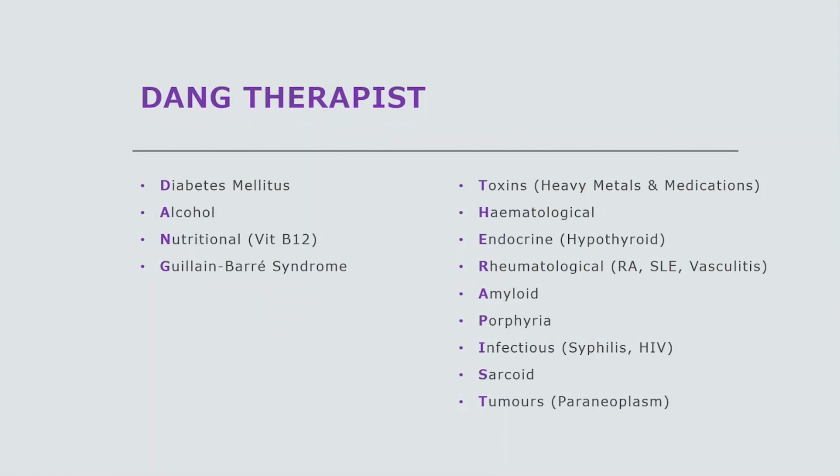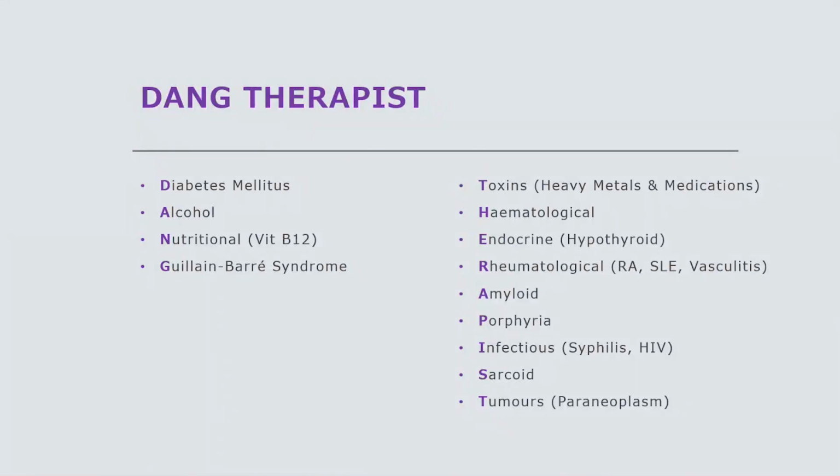So a hypothyroid condition could cause neuropathy. There are rheumatological causes, and I've put some little prompts here for you. RA is rheumatoid arthritis, SLE is systemic lupus erythematosus, or vasculitis. Amyloid is a less common cause, but it could be caused by amyloid plaques.